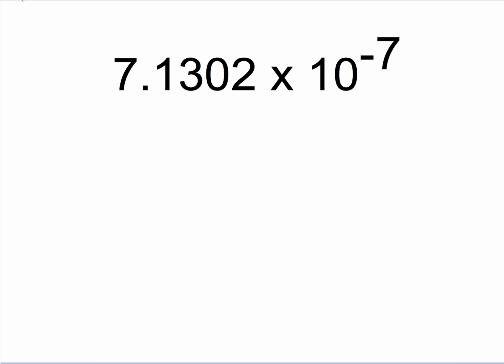And one more example, if we have 7.1302 times 10 to the negative 7th power. Again, we're just changing this to standard notation. So look at our exponent. It is a negative 7. That means that I want a small number.